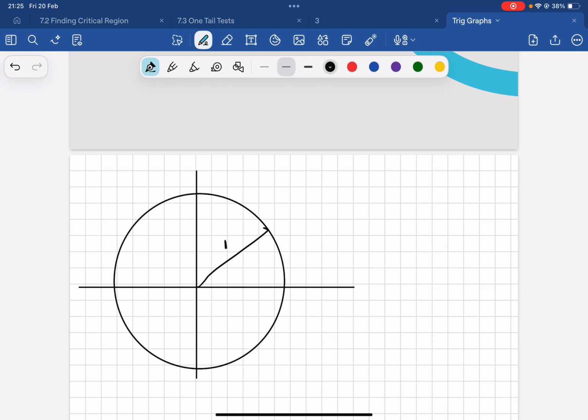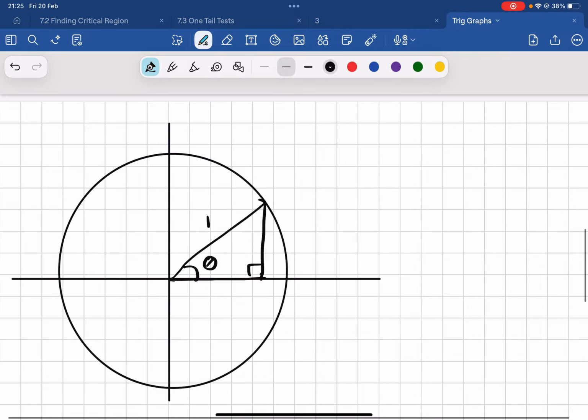Now, you can see a sort of triangle has been formed here. We've got a right angle here. And let's call this angle, where our radius meets the origin, angle theta.